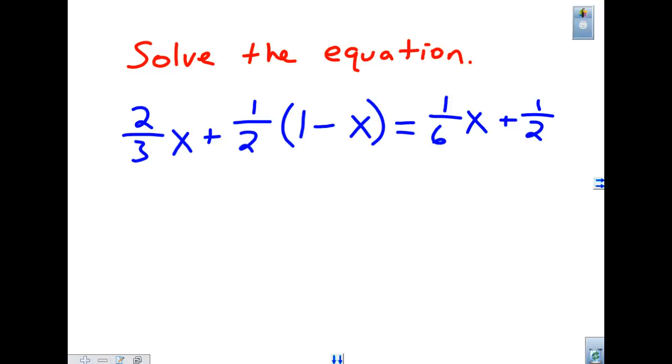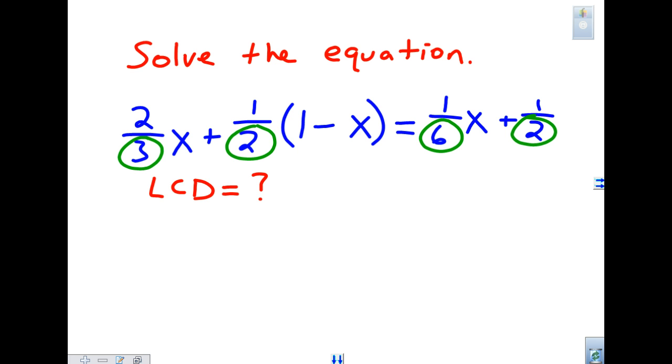Okay, here we have another equation with a lot of fractions, and we're going to tackle it the same way we tackled the previous equation, which is we are going to look for a common denominator, LCD, least common denominator, and we have to consider all the fractions in the equation. So we have denominators of 3 and 2 and 6 and 2. So we want to think of all four of these denominators when considering the least common denominator.